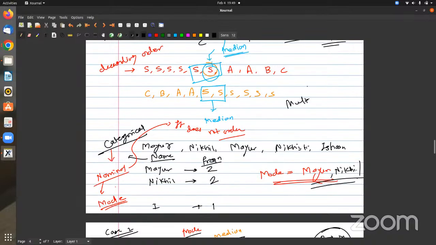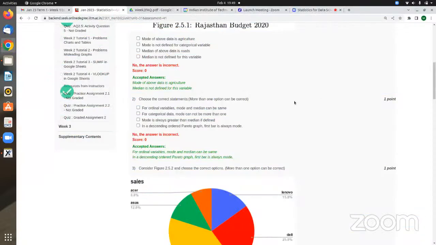So to come to your question, for categorical data, mode cannot be more than 1. This statement is wrong, right? This is not a universal statement. For some cases, so that's why option B, I can definitely say it's incorrect. But for option A, I can definitely say that it's correct, because mode and median can be the same. There are several cases where mode and median can be the same for ordinal variables.